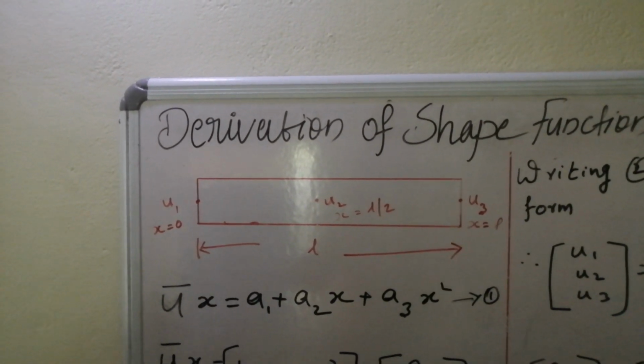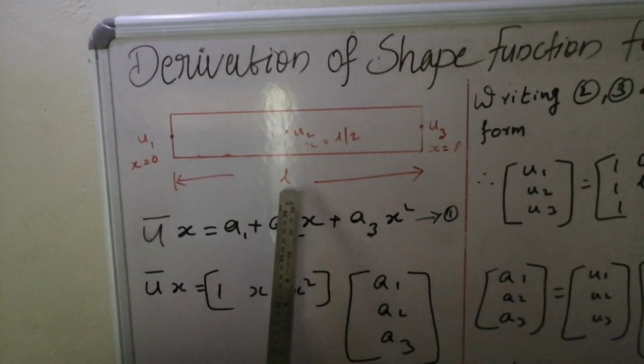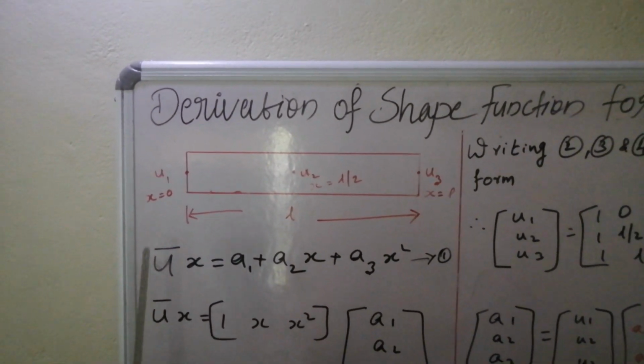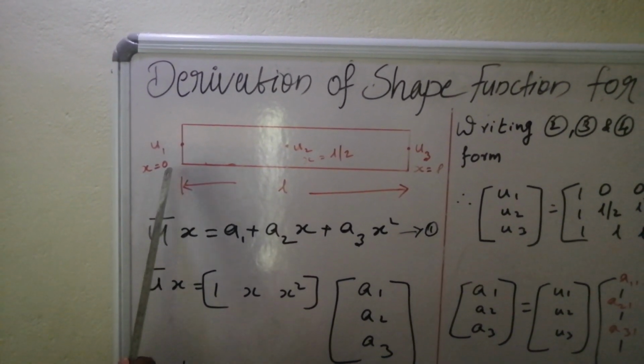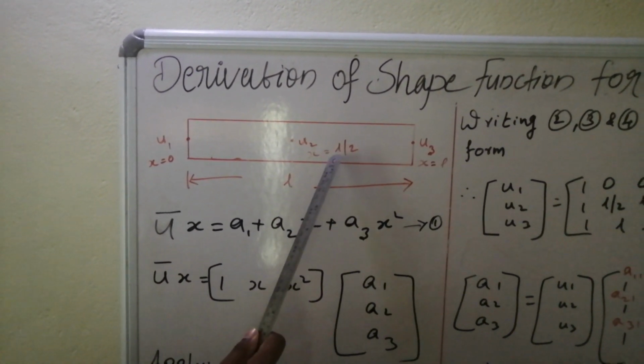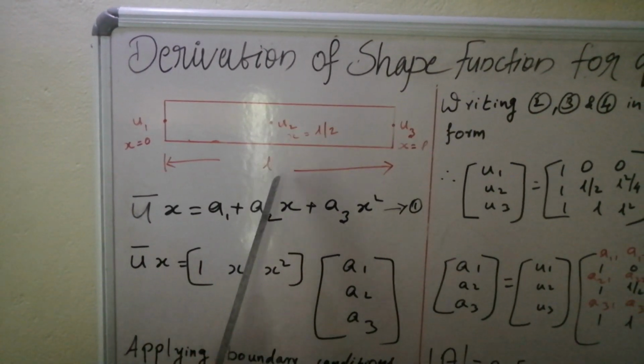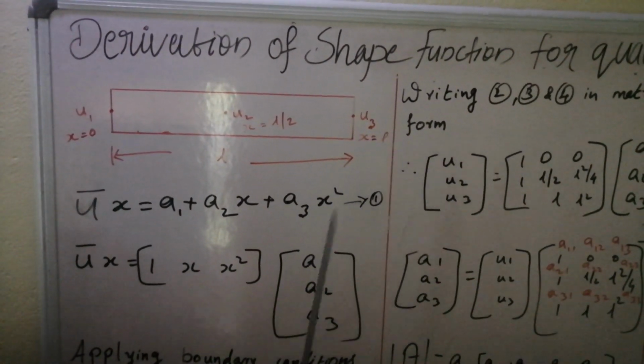Here we are considering a bar element with 3 nodes u1, u2 and u3, and the entire length of the bar element is L. So here x is equal to 0, in the second node x equals L by 2, that is half of the length, and in the third node x equals L.